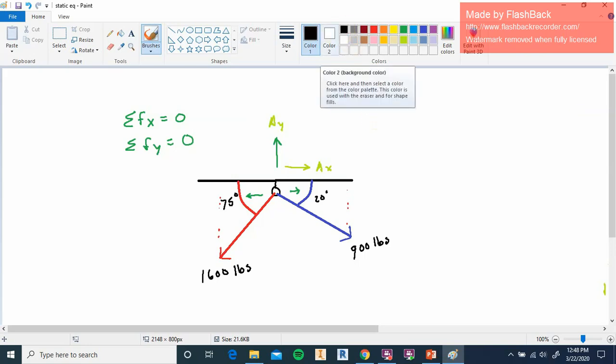Okay, so solving static equilibrium is no harder than solving for the resultant vectors. We're just going to use these equations here.